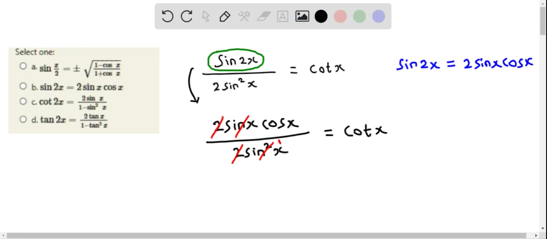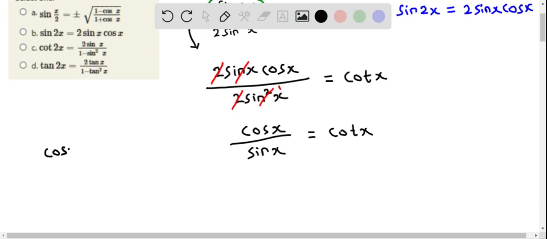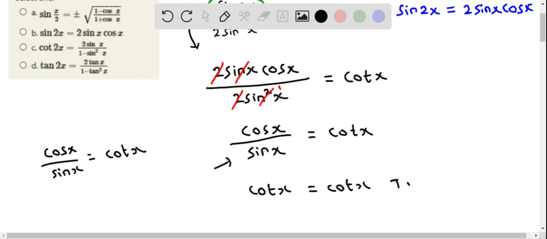So basically, on the left side we have cosine x divided by sine power of 1 x, which is sine x, and this equals cotangent x. And we know that cosine x over sine x, this is one of the identities, and this equals cotangent x. And this means we replace this left side expression as cotangent x. On the right side we have cotangent x, and this is satisfied, or this is true.